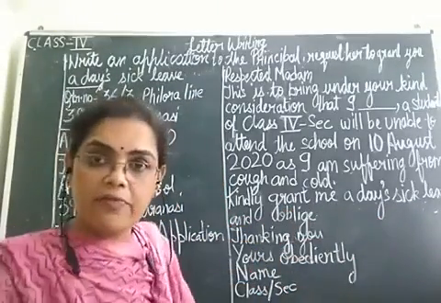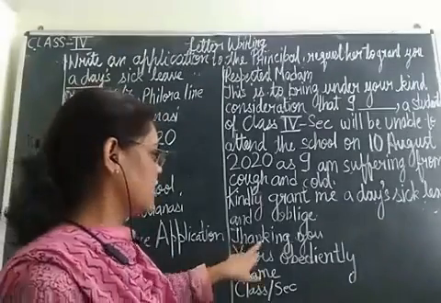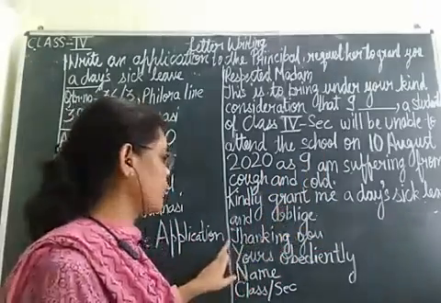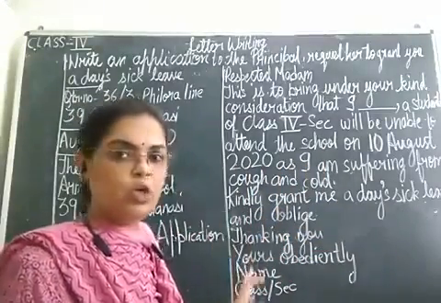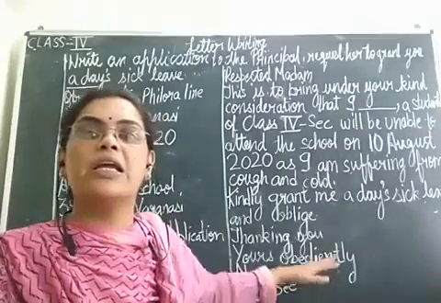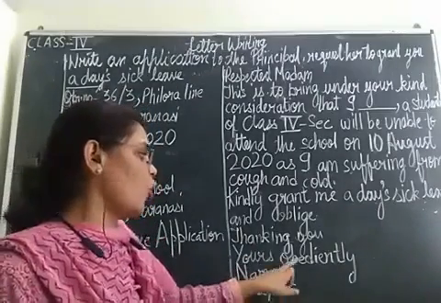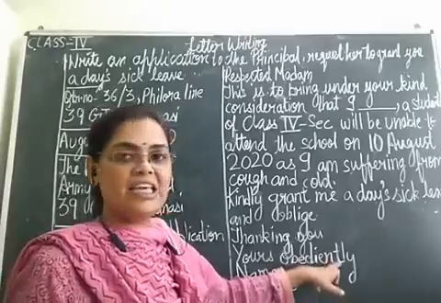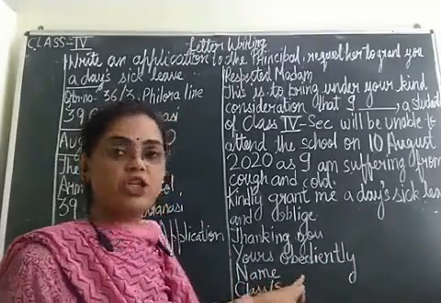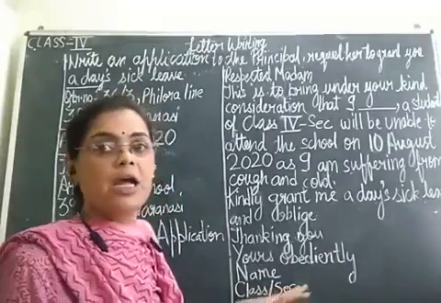Kindly grant me a day's sick leave and oblige. Oblige means you are grateful to the principal for sanctioning the leave. Then from wherever you finish oblige, leave that line there only, and again from a new line, please write thanking you. Then the complimentary close, that is yours obediently. And students, please write the spelling of obediently correctly. OBEDIENTLY. Yours obediently, write your name. Name means full name, surname both, and then your class section.